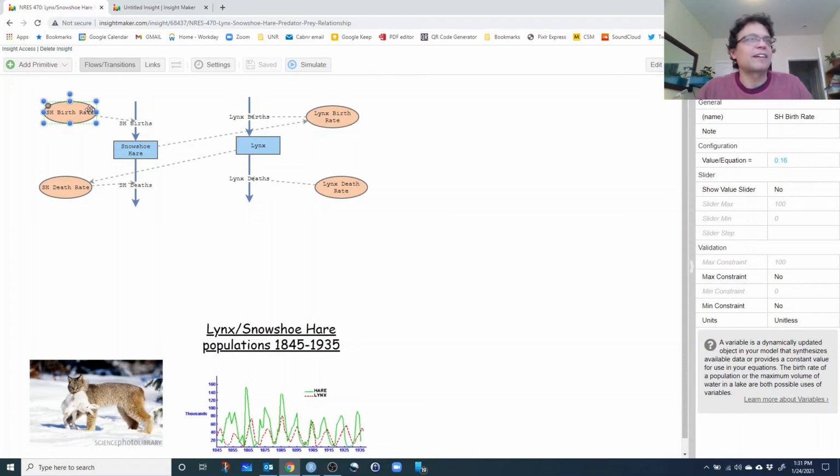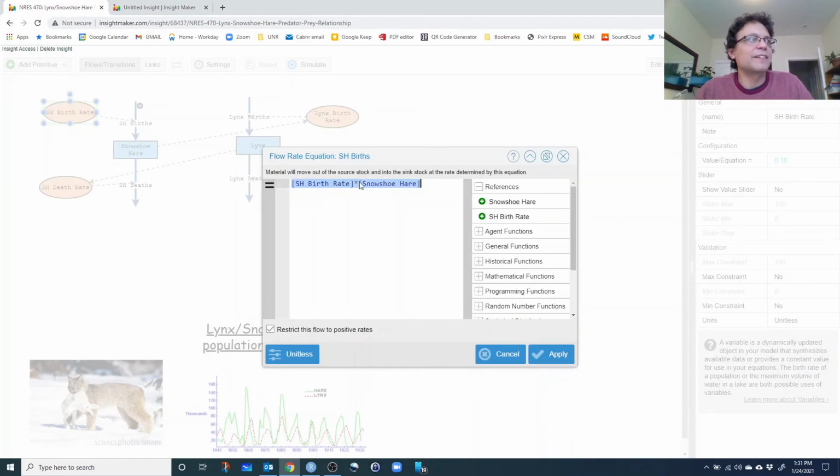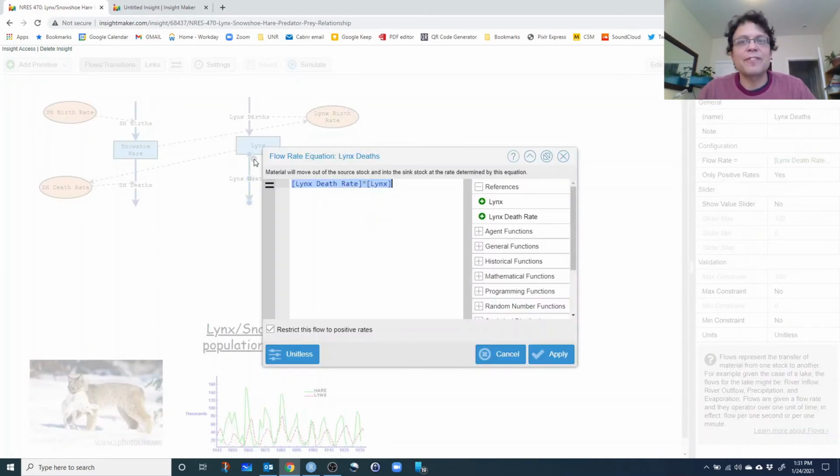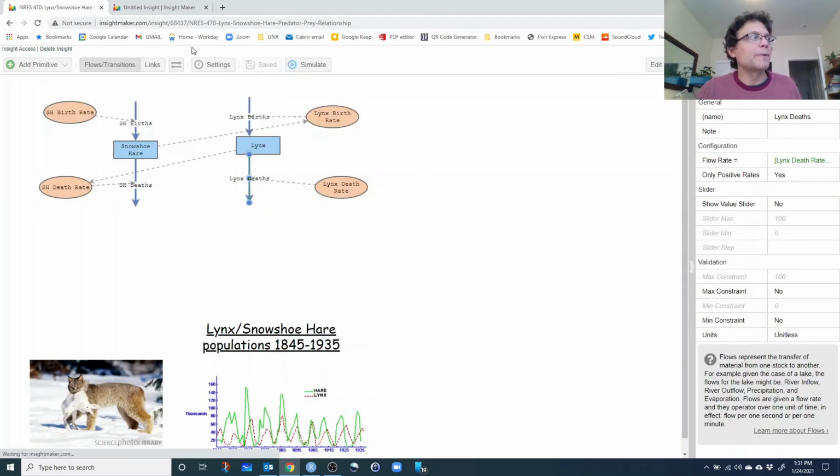You have a constant birth rate here, and you just multiply the total number of snowshoe hare that are out there with the birth rate to get the total number of new births in the population. That's really simple. And to look at the death of lynx, you can see that there's a constant death rate, and you just multiply that death rate by the total number of lynx, and you get the total number that die every year. Really, really simple.